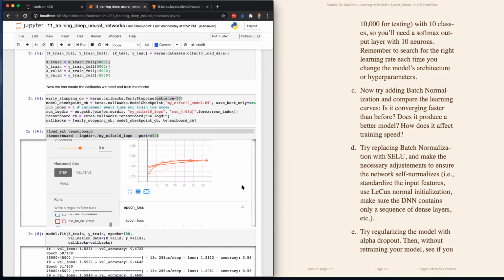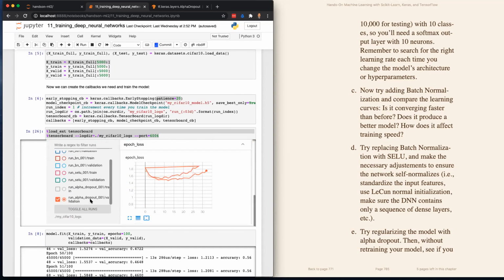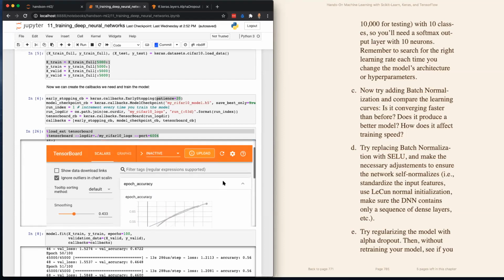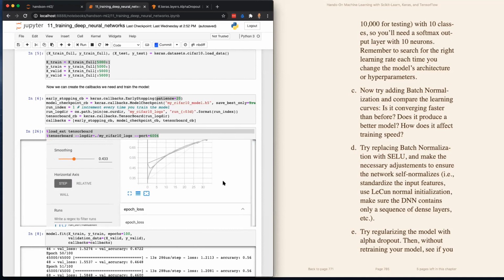No, it's bizarre. I'm not sure what's going on here, for the gray one as well. Are you getting the same graph? No, I don't think so.